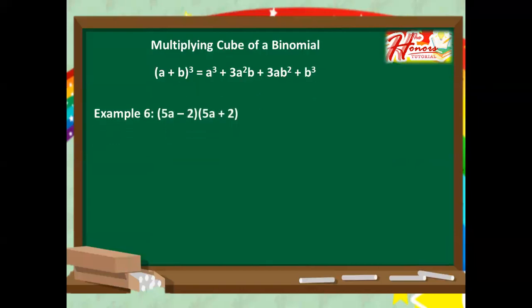Let us have our last example. So that is the quantity of 2x plus 3 cubed. Please follow the formula or the pattern. So that is a cubed plus 3a squared b plus 3ab squared plus b cubed. Assign values for a and b. First term is a, second term is b. A is 2x, substitute it, and then don't forget to raise it to 3.